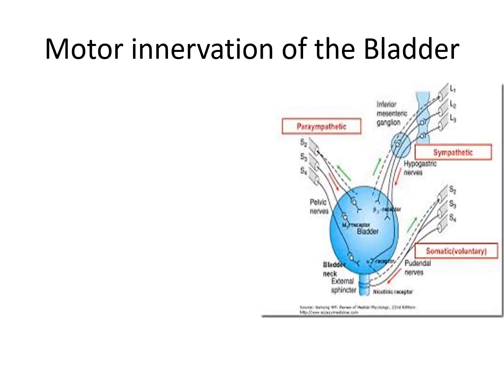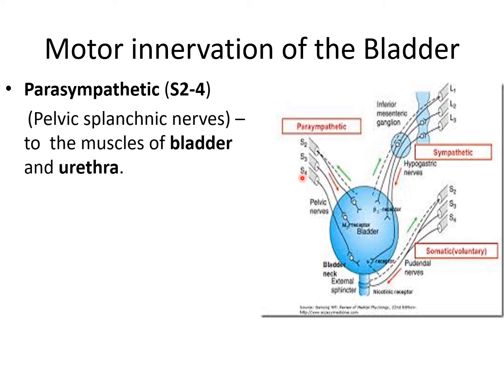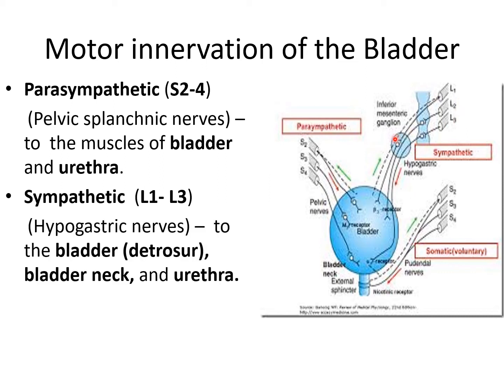Now the motor innervation of the bladder. The motor supply is by the parasympathetic fibers, formed by S2, S3 and S4, which form the pelvic splanchnic nerve, and it supplies the bladder as well as the urethra. Not only parasympathetic, the bladder is also supplied by sympathetic nerves, formed by L1, L2 and L3. These sympathetic nerves again supply the bladder detrusor, also the bladder neck and urethra.